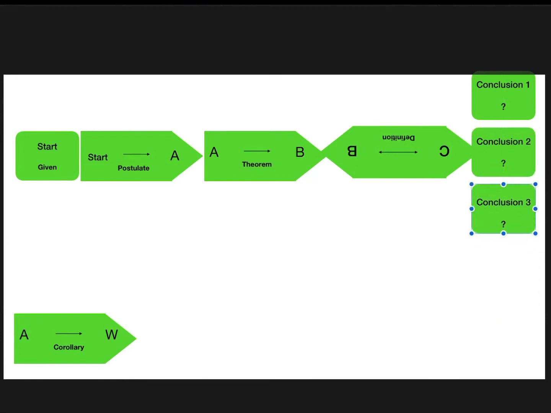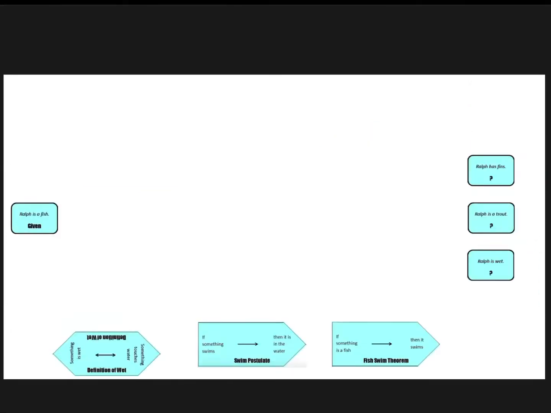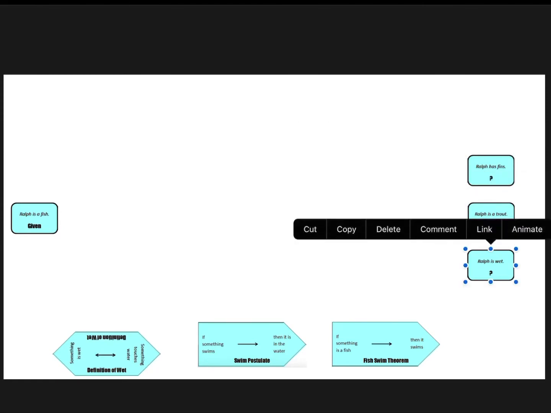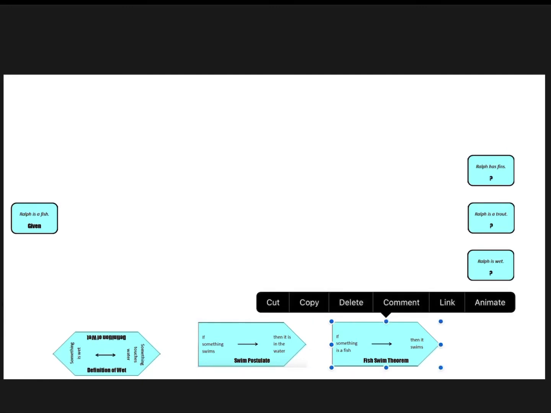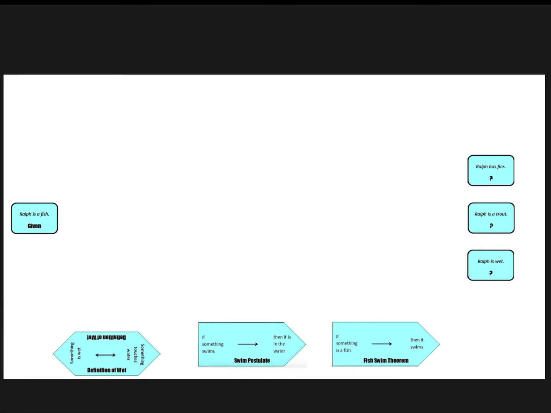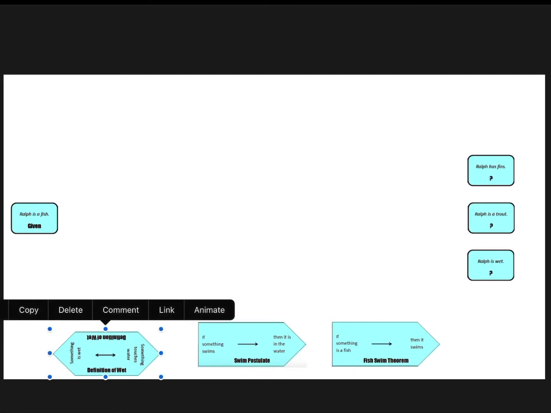That's the idea. I'm going to have you try this fish one. So we're going to start with Ralph is a fish, and we want to find out which of these statements is true. Does he have fins? Is he a trout, or is he wet? And these are your postulates and theorems that you can use to connect. Remember that these double-sided arrows are called biconditionals. They're two-way arrows, so you can flip that around if you need it.